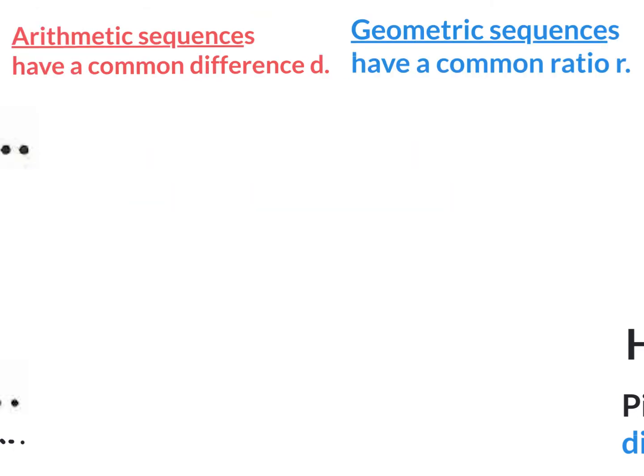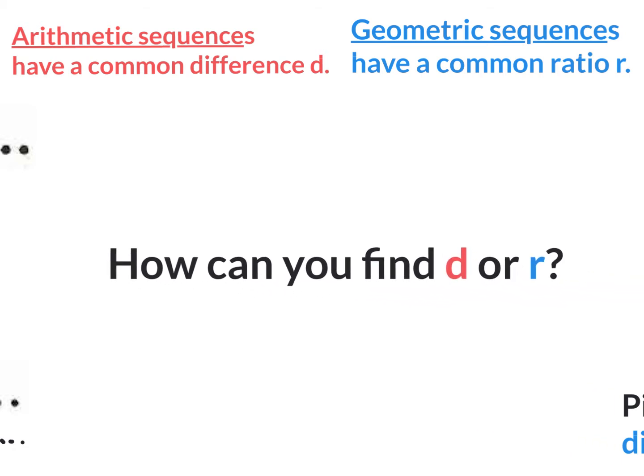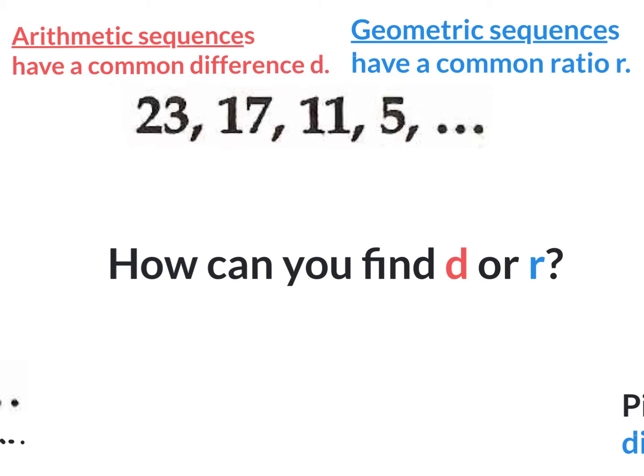So as you guys are writing this down, you're probably thinking, what the heck is a sequence anyway, right? A sequence, according to the book, is a list of numbers that has some type of mathematical pattern. But to be specific, an arithmetic sequence is a list of numbers that has a common difference, and a geometric sequence is a list of numbers that has a common ratio. So you're probably thinking, how do I know whether I have a common difference or a common ratio? Let's take a look at our first example right here. It's 23, 17, 11, 5, dot, dot, dot. That dot, dot, dot means what? Continues forever, right? Okay, continues forever.